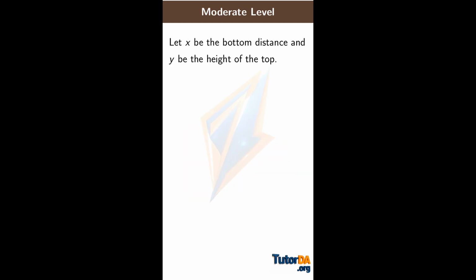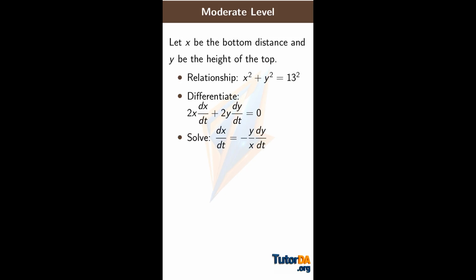Let x be the bottom distance and y be the height of the top. Relationship: x squared plus y squared equals 13 squared. Differentiate: 2x dx over dt plus 2y dy over dt equals 0. Solve: dx over dt equals minus y over x times dy over dt.